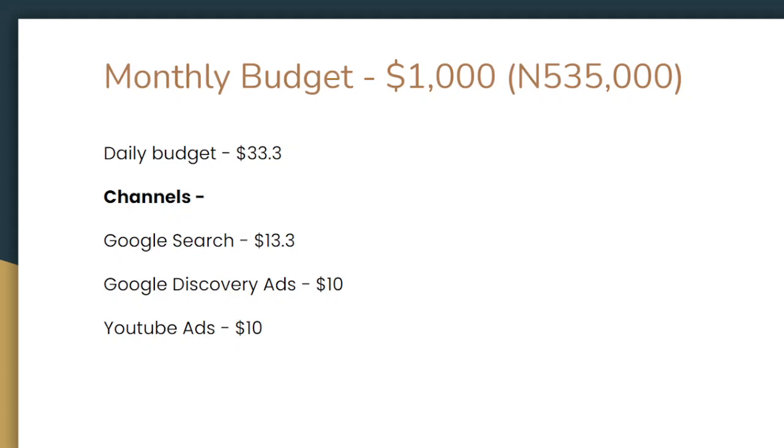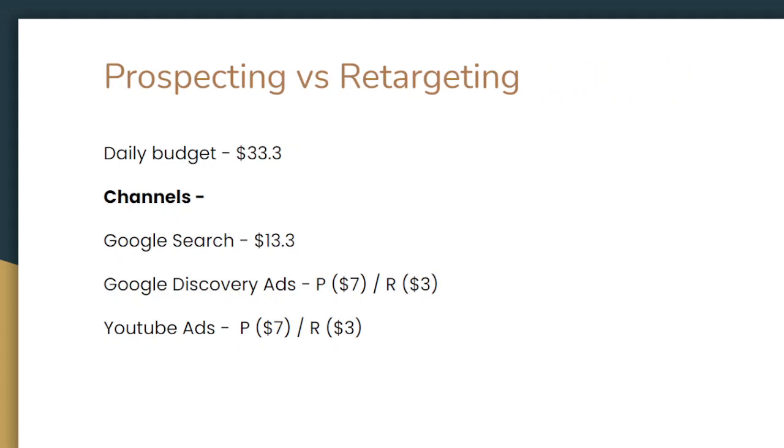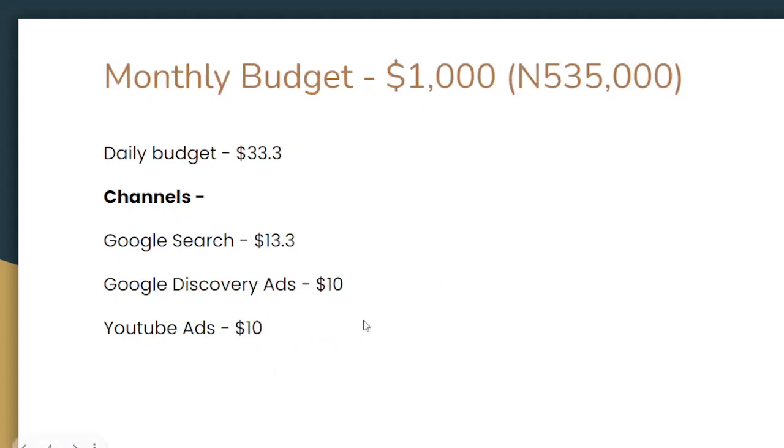So this is how I'll probably split the budget: $13.3 on Google search, $10 on Google Discovery ads, then $10 on YouTube ads, right? So before I go into Google search, the planner, let me just go a bit deeper on this. The idea behind this is that I really want to be able to also split the budget further between prospecting and retargeting, right? So as you saw here, I'm spending $10 on Google Discovery, $10 on YouTube ads.